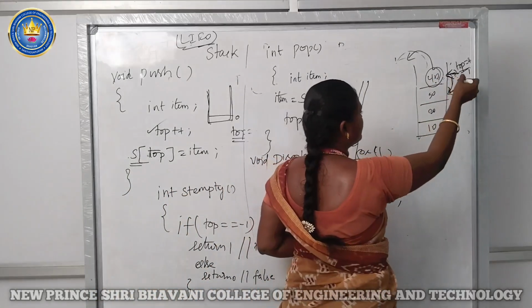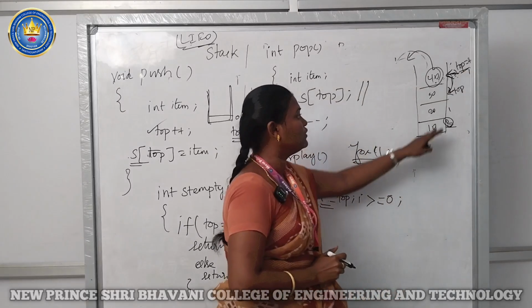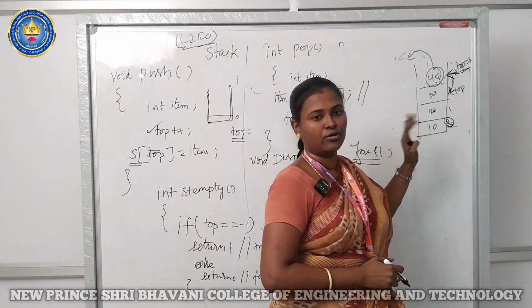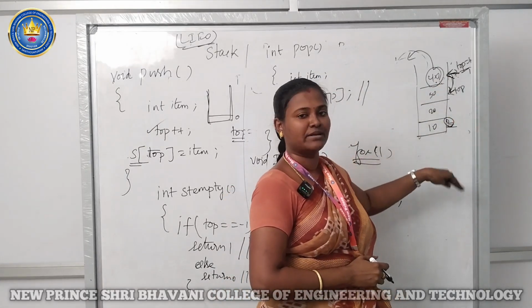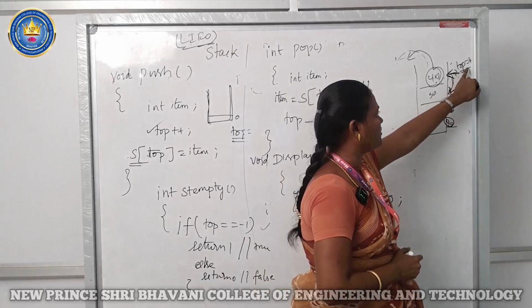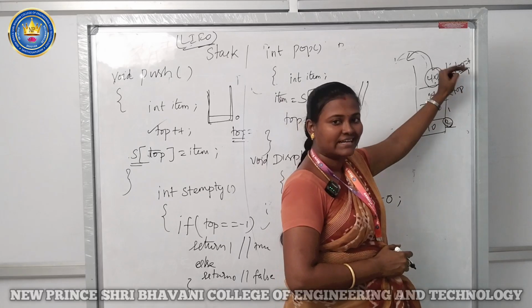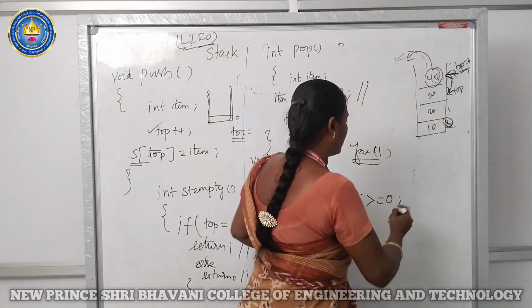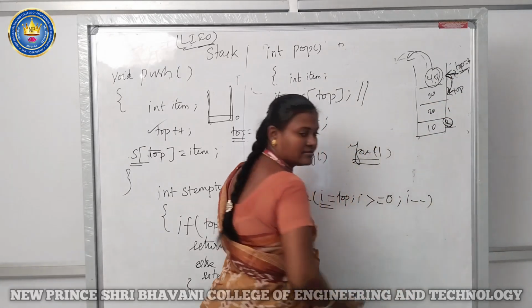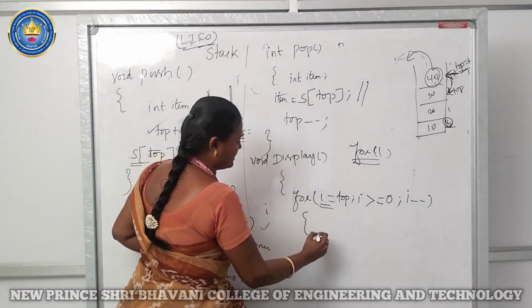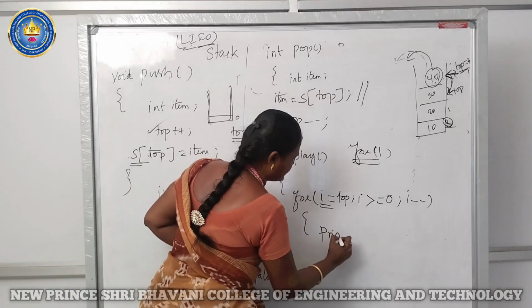When we go from top to 0, do we increment or decrement the pointer? Here the top value is 3. To reach 0 we have to decrement the value by 1 each time. So now it is I minus minus. Okay, that's it. Now print the elements by using a printf statement.